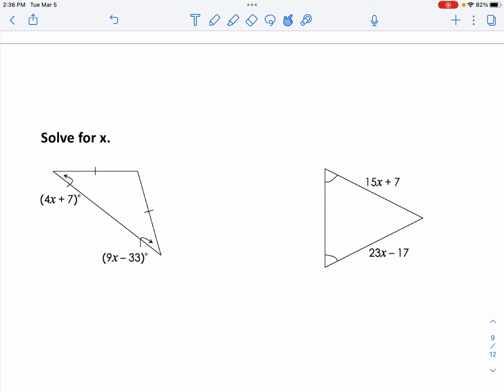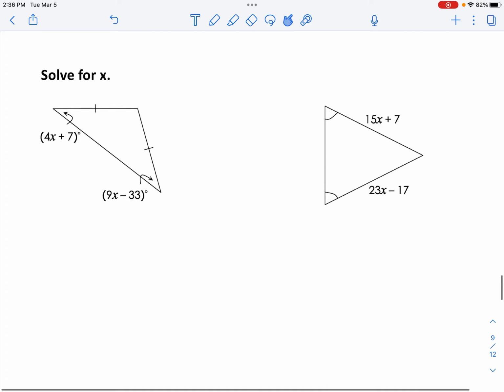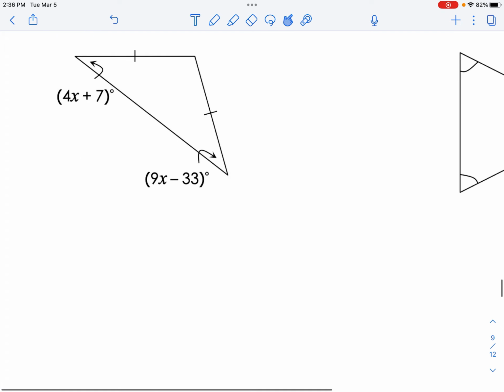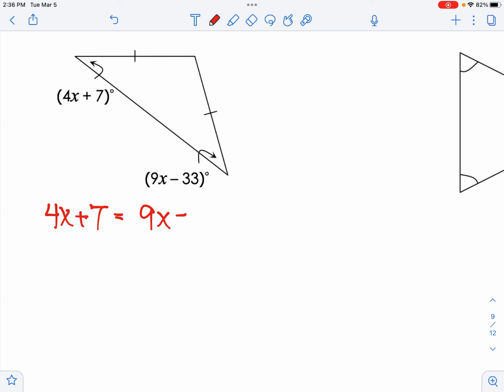Okay, so this is an isosceles triangle. The 2 sides are congruent, which means then that this angle and this angle have to be the same. So we're gonna set them equal to each other and solve. So let's see. 4x plus 7 is equal to 9x minus 33. All right, now we just need to solve that.